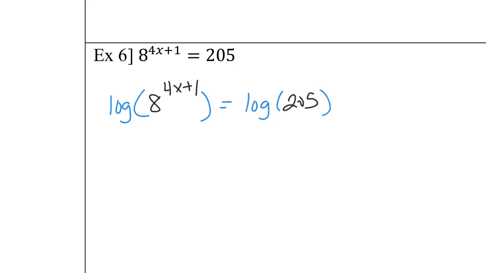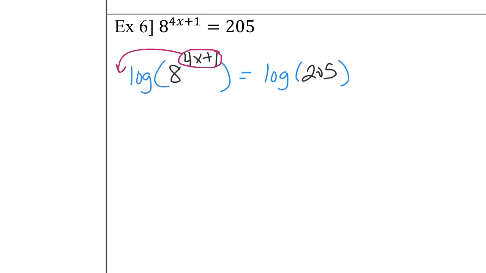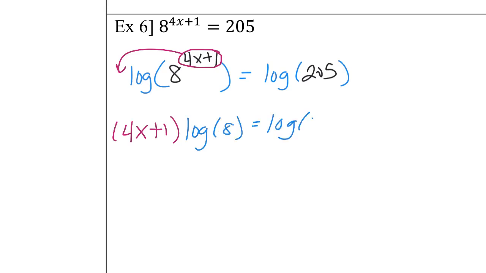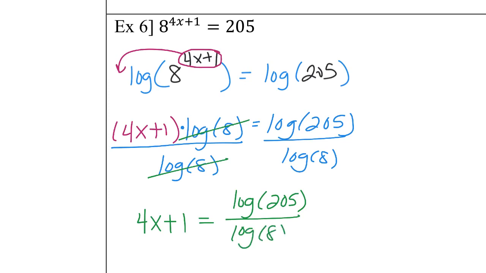Okay, now I'm going to use my exponent property of logarithms to pull my variable, which is in the exponent, down. So in parentheses, 4x plus 1 times the log of 8 equals the log of 205. Now again, this is being multiplied, so to get rid of that log, I need to divide it out. So my log on the left makes a 1 and cancels out. And we have log of 205 over log of 8.